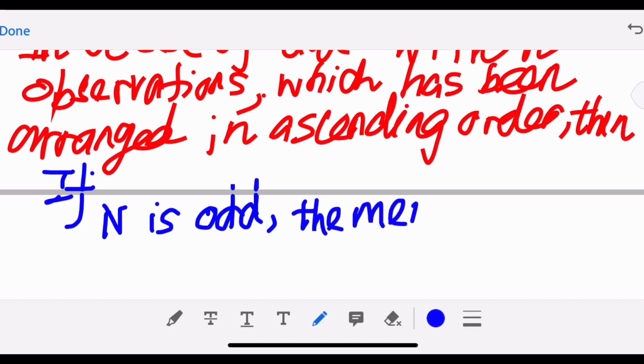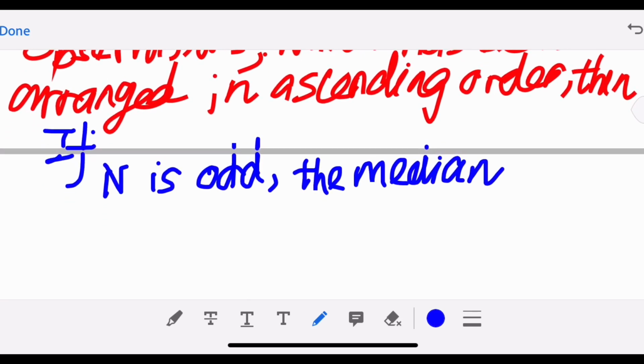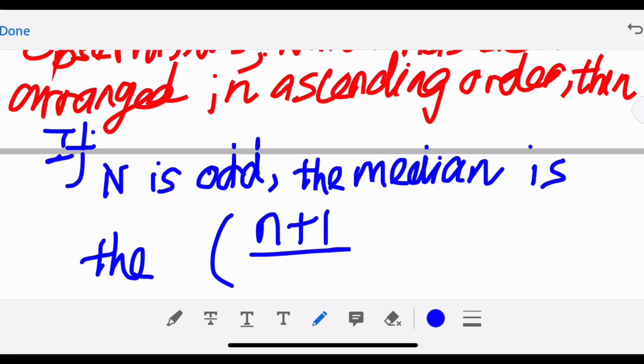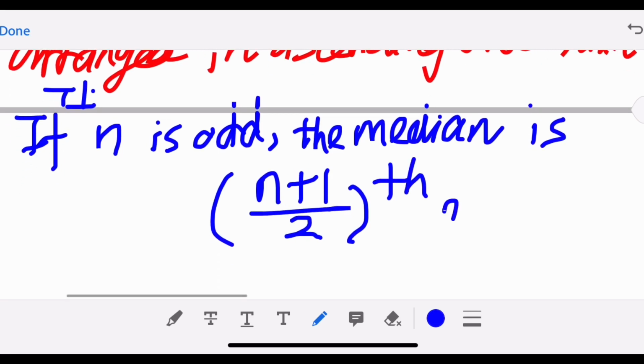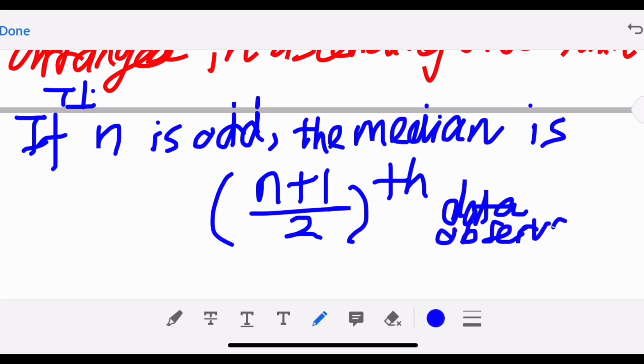The median will be n plus 1, the whole thing n plus 1, divided by 2, right? Please memorize the concept. That is how you solve the median problem when you have many data. You can work out the answer very fast. If you have odd, you just take the number plus 1 divided by 2 and then that data observation.